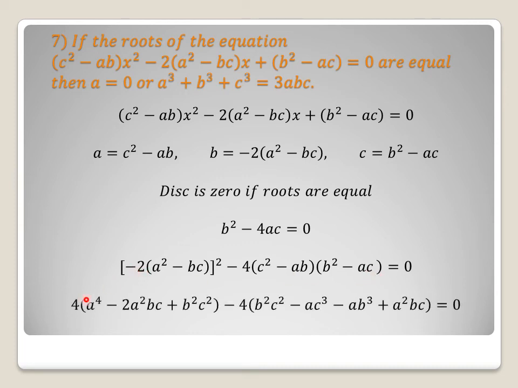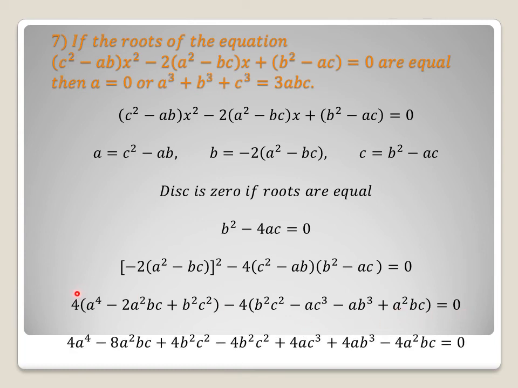The square of minus is plus, and 2 squared is 4, and for the square of (a square minus bc) we will apply the formula of (a minus b) whole square, which is a square minus 2ab plus b square. If you open it, you will get a to the power 4 minus 2a square bc plus b square c square. Minus 4 will remain the same as we have to first multiply the brackets. After multiplying the brackets, we will get b square c square minus ac cube minus ab cube plus a square bc equals 0. In the next step, we will multiply 4 and minus 4 with the terms inside the bracket.